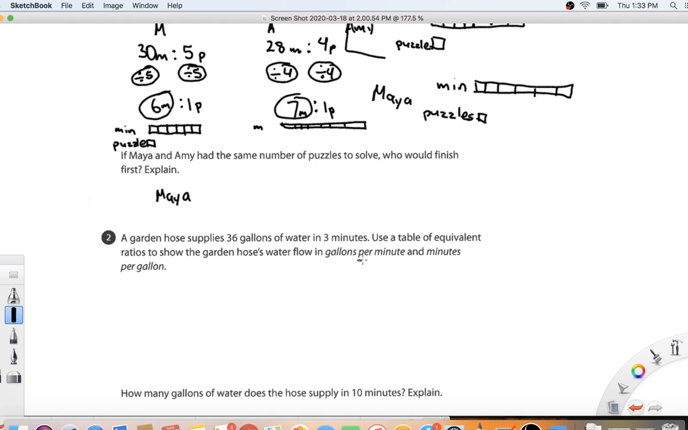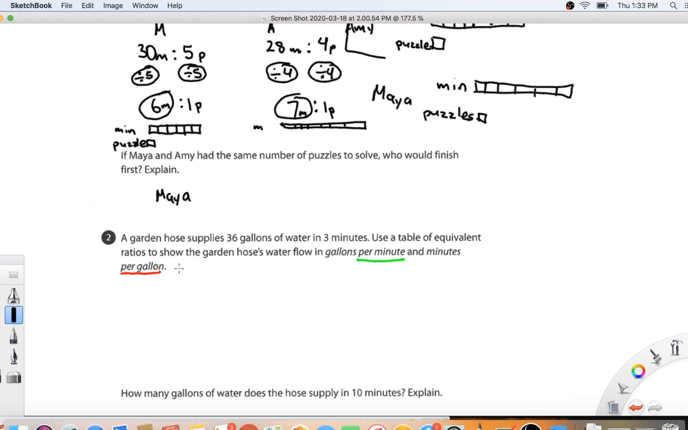Now for this one, we need to create 2 ratios. In this ratio, it's going to be per minute. And the other ratio is going to be per gallon. So per minute means that we need to find out how many gallons flow in 1 minute. And for the other ratio, we have to find out how many minutes it takes for 1 gallon. So we're going to have 2 different ratios for those. So first, let's find out how much per minute and per gallon it would be for each.